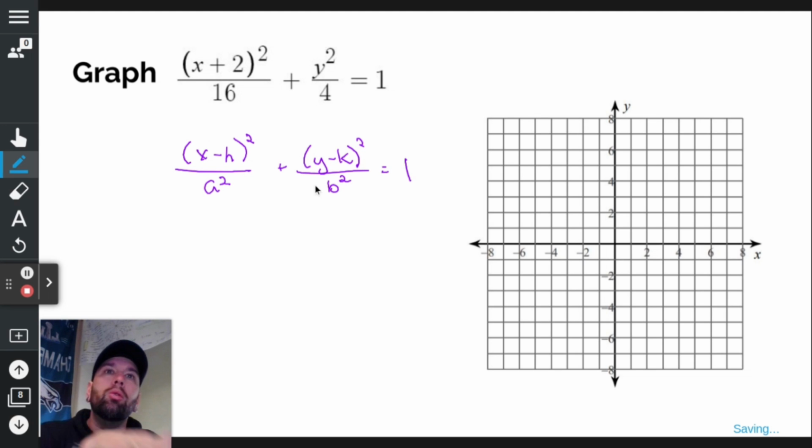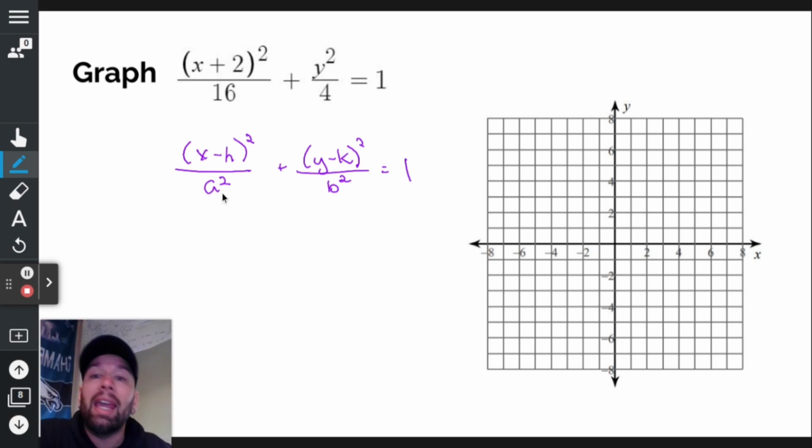Now, if this were flip-flopped, we would need to flip-flop these too. And so when we try to find our co-vertices and our vertices, things change. This is going to be one of those cases where the major axis is going to be wider. This is a wider version of an ellipse rather than a taller version of an ellipse.